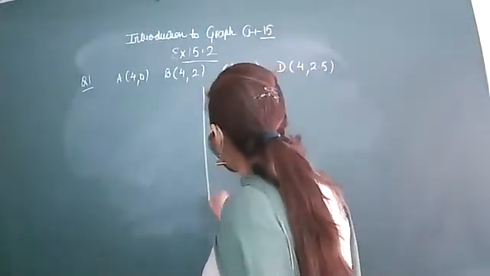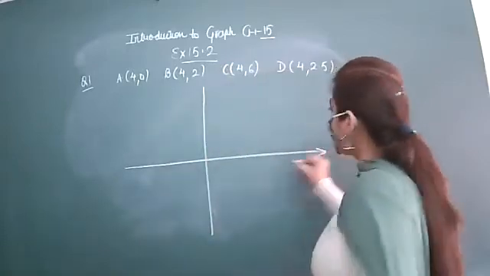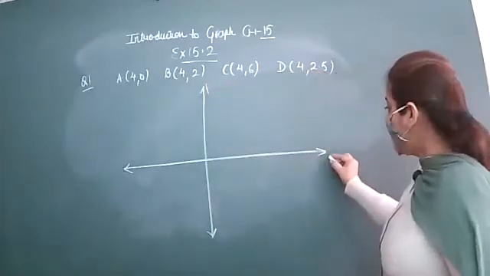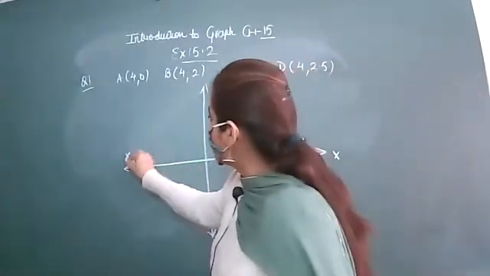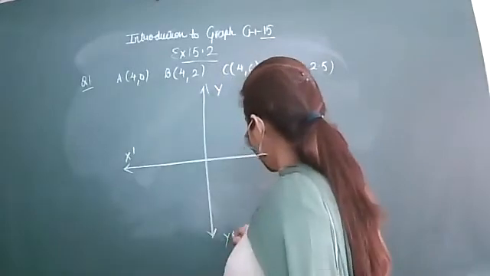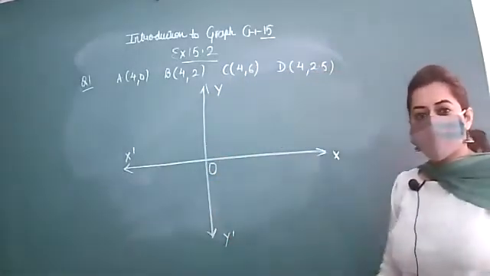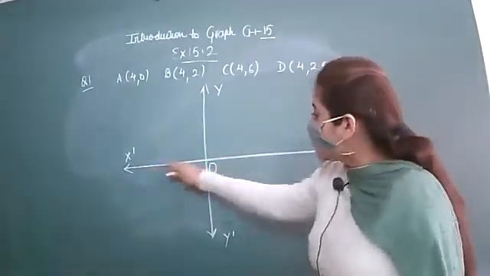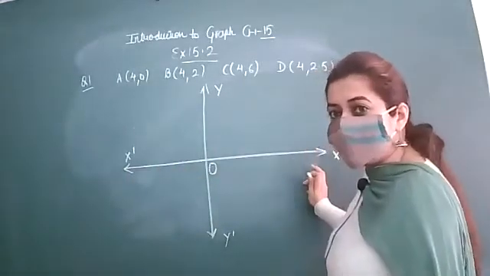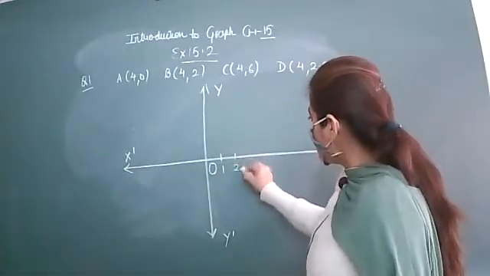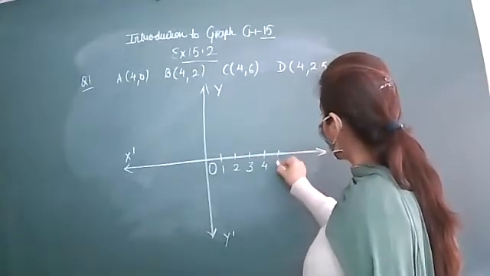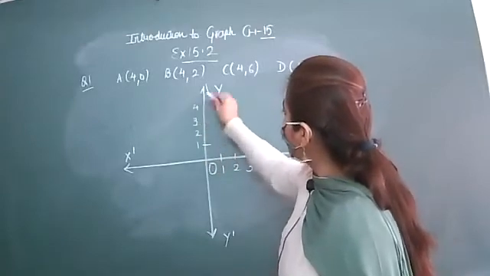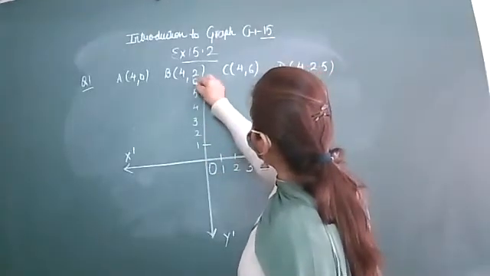So for this, let's draw the coordinate axis. The combination of x and y axis is called your coordinate axis. This is your x, x dash, y, y dash, and the point of intersection is called your origin. Now, on the positive side of 0, this is your number line, x, x dash is your number line. 1, 2, 3, 4, 5. And on the y-axis, I'm writing 1, 2, 3, 4, 5, and 6.